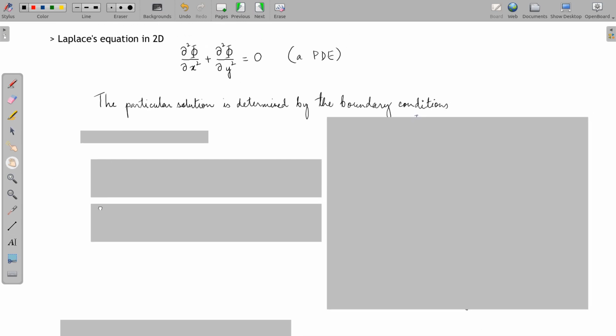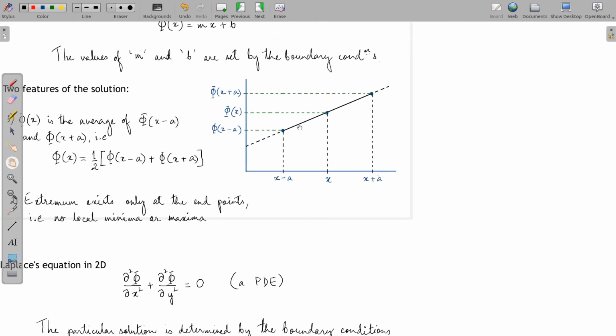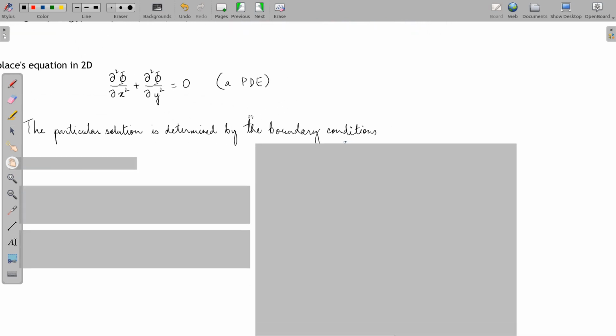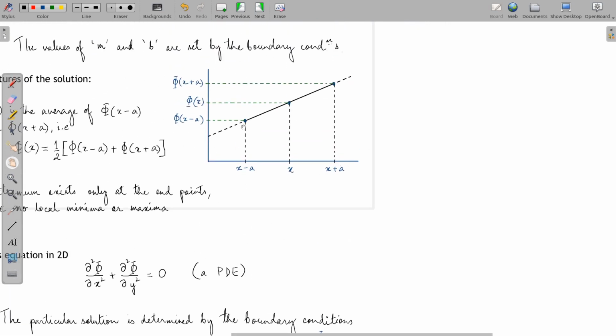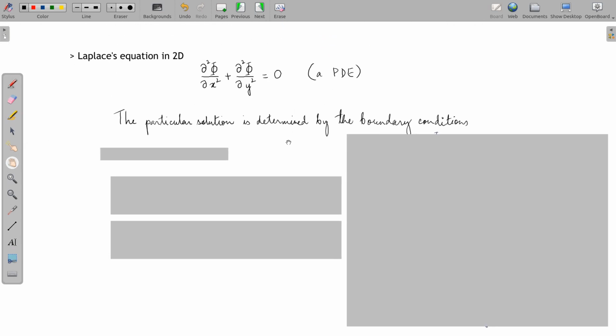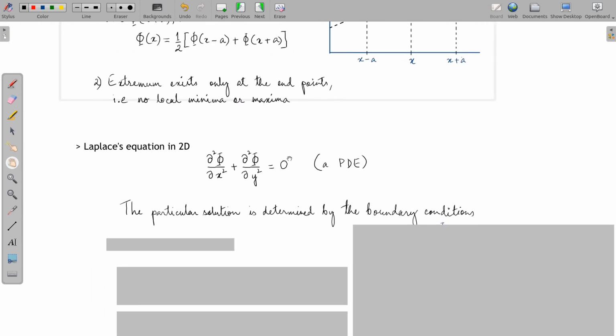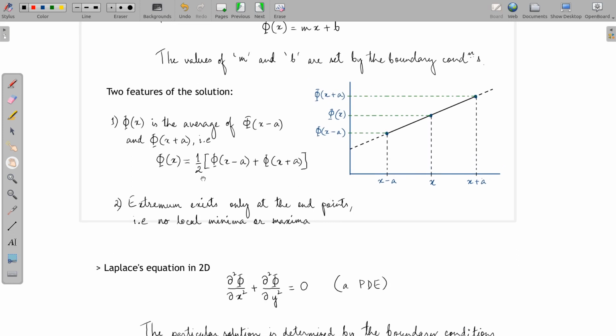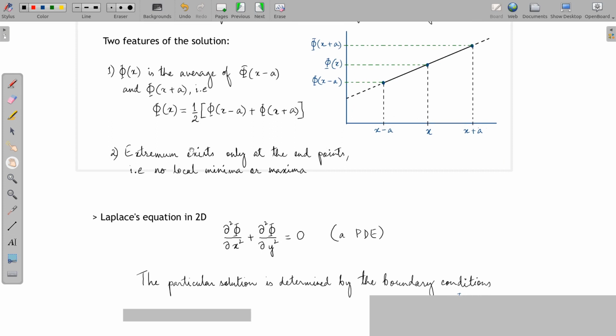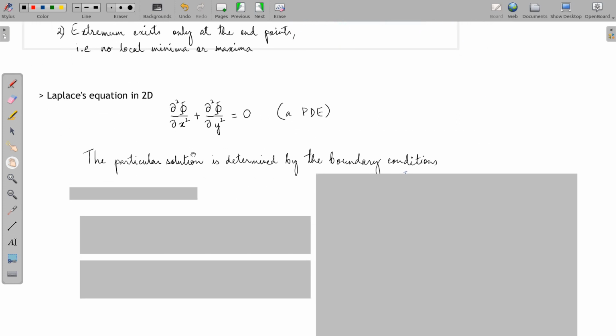Just like previously, in the one-dimensional case it was a straight line. In the two-dimensional case we will have a surface. This surface is going to have two features which are very similar to these two. The first feature says that the value of the potential at any point is the average of the values on the boundary which surrounds that particular point. And the extremum exist only at the endpoints. There cannot be any local maxima or minima.